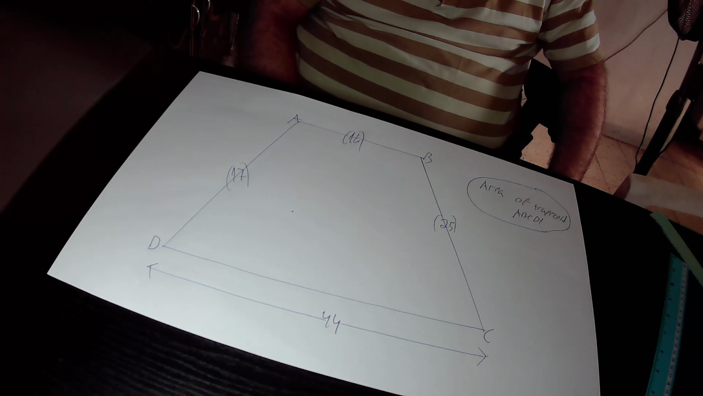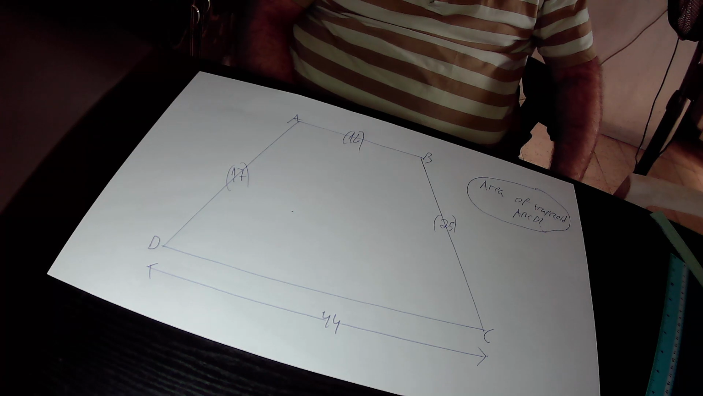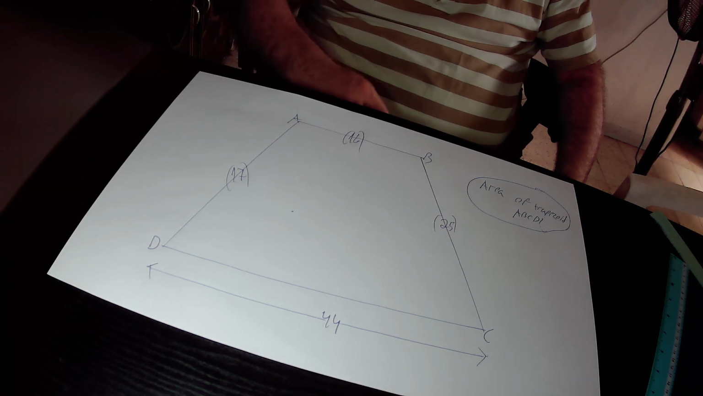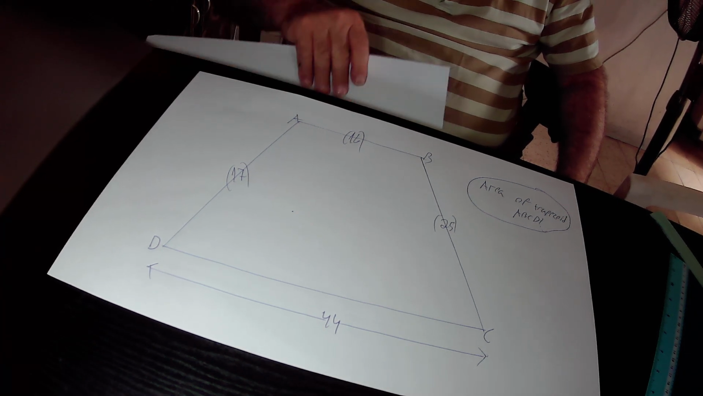So first of all, we know that the area of any trapezoid is equal to the sum of its parallel sides times the height over 2. So I'll write it down.